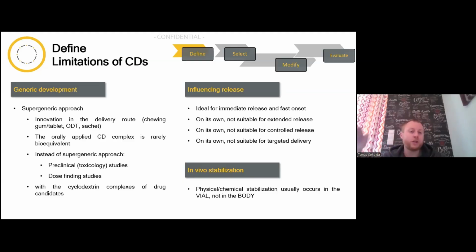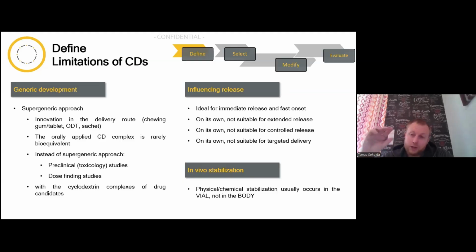Of course, there are generics where the originator already contained a cyclodextrin, and you can copy and fine-tune that one. But typically, the follow-up formulations with known active ingredients are new ones with a new delivery route or whatever. Also, cyclodextrins are very often used for preclinical, early phase clinical studies, but don't end up in the final formulation.